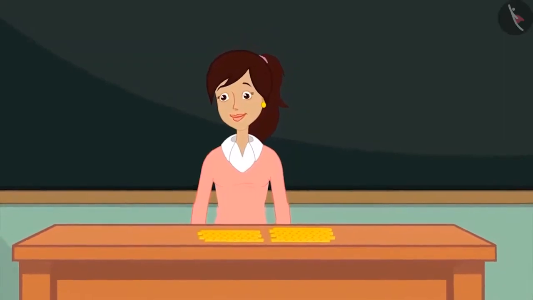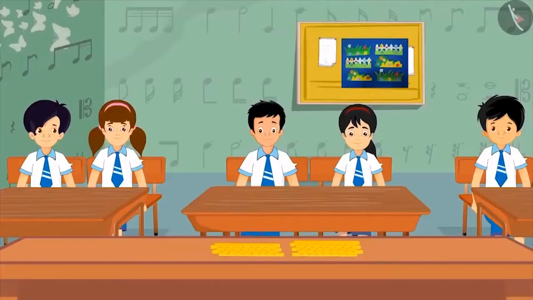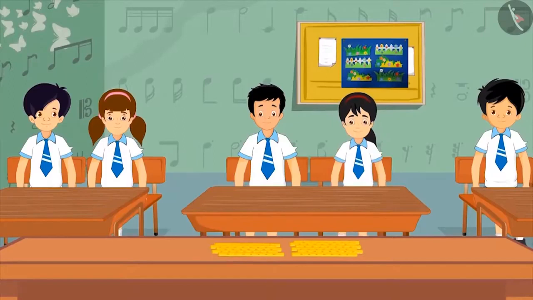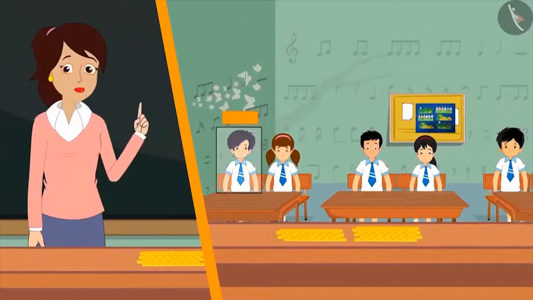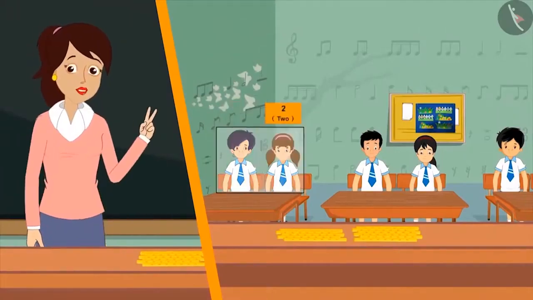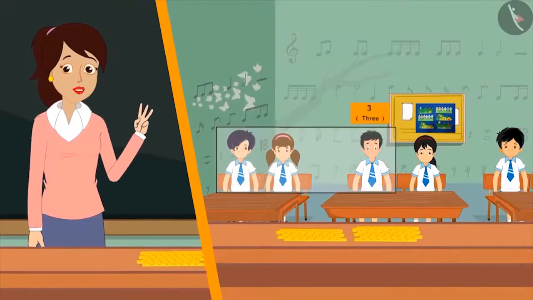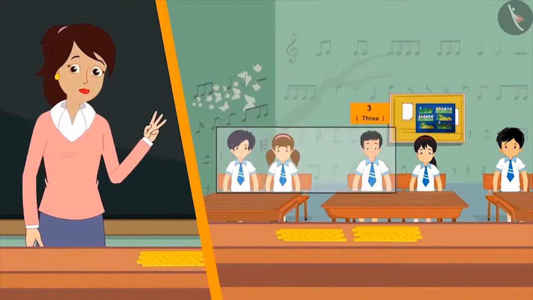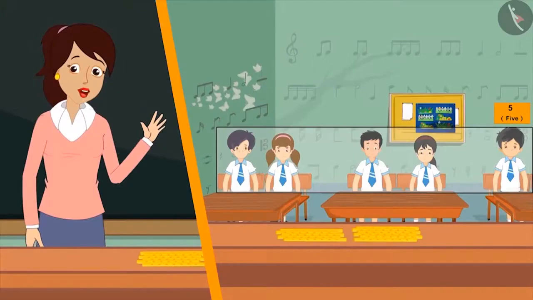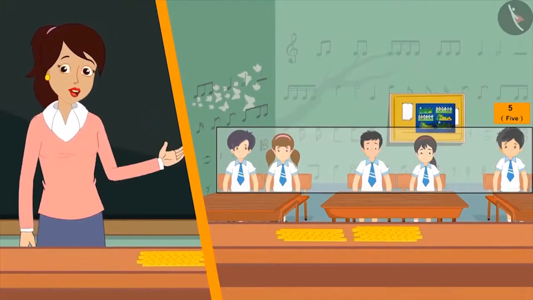To find out the number of children in the class, she makes the children stand in a row and starts counting them one by one. So he is 1. She is 2. He is 3. She is 4. And he is 5. There are 5 children in the class today.